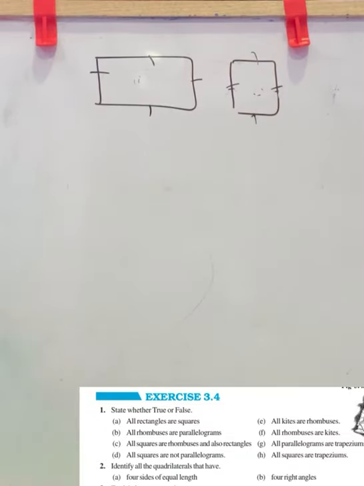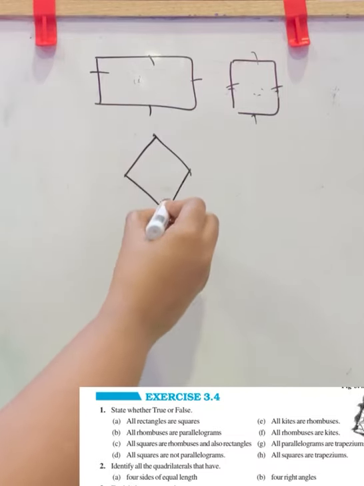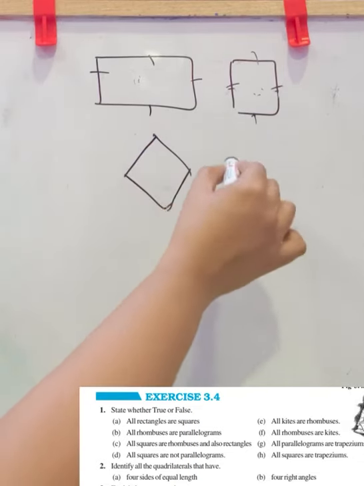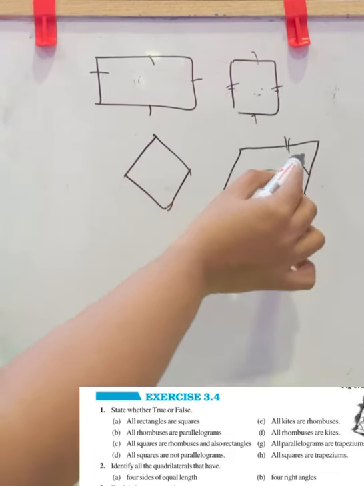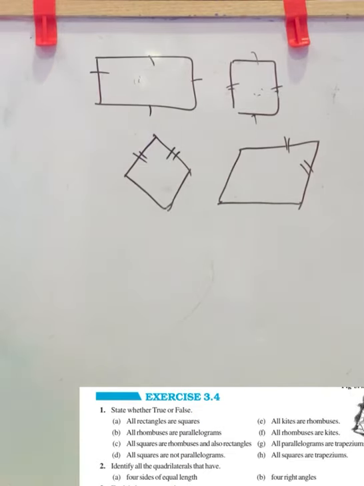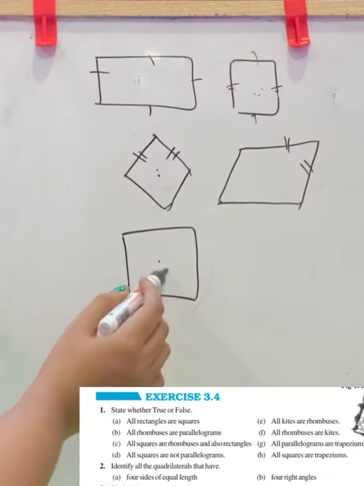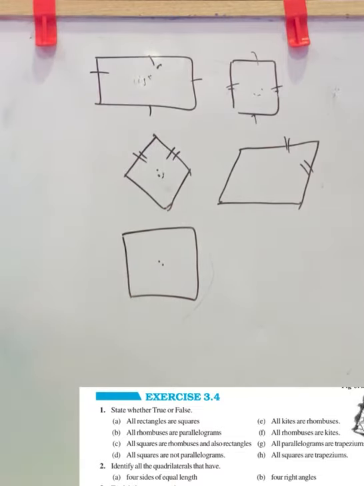All rhombuses are parallelograms. Yes, all rhombus are parallelogram because it satisfies all the properties of parallelogram, but all parallelograms are not rhombus because in a parallelogram consecutive sides are not equal. But in a rhombus, consecutive sides are equal, also opposite sides are equal. Next, all squares are rhombus and also rectangles. Yes, it is true. All squares are rhombus and all squares are rectangle too because squares satisfy all the properties of a rhombus and a rectangle.